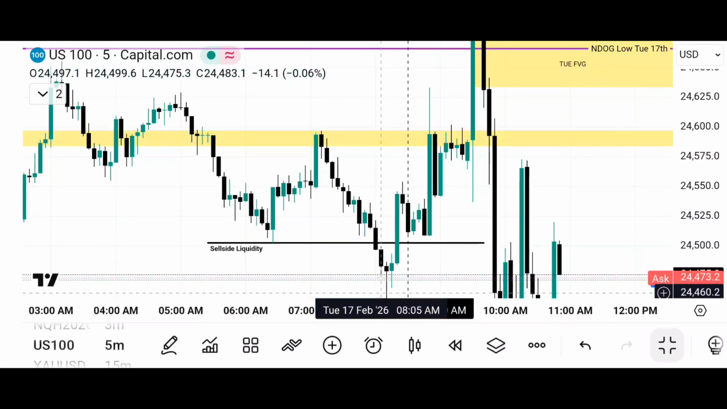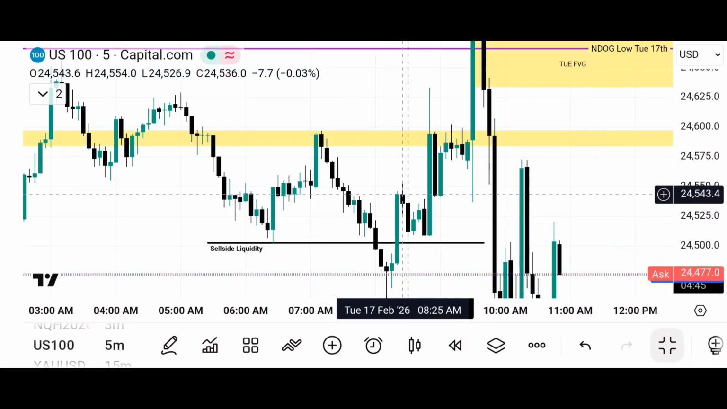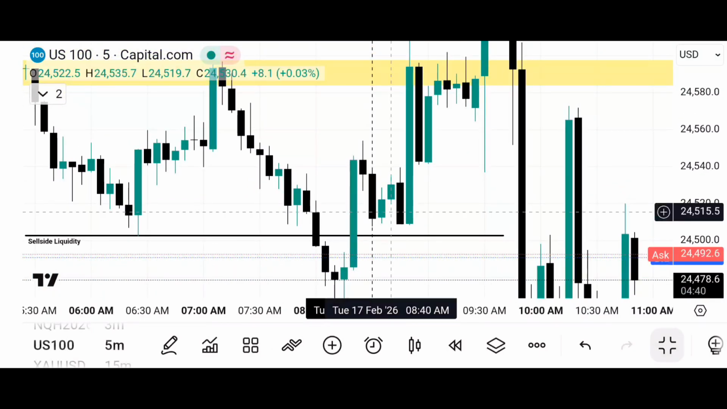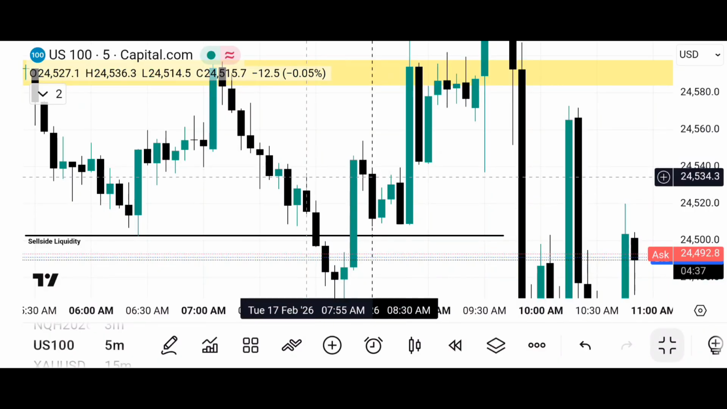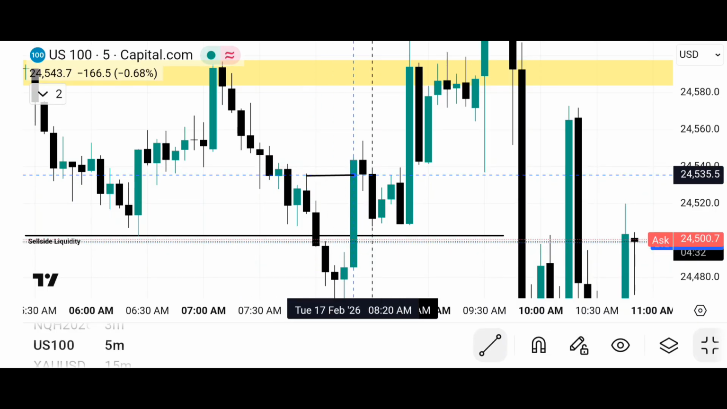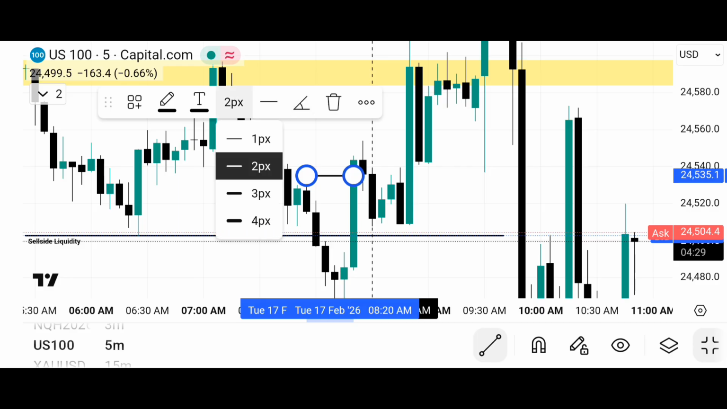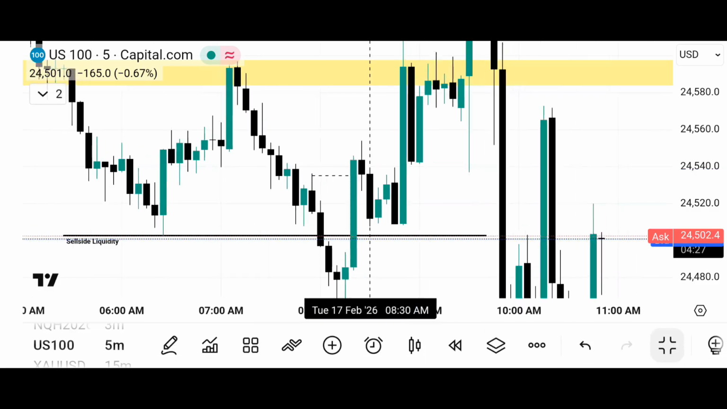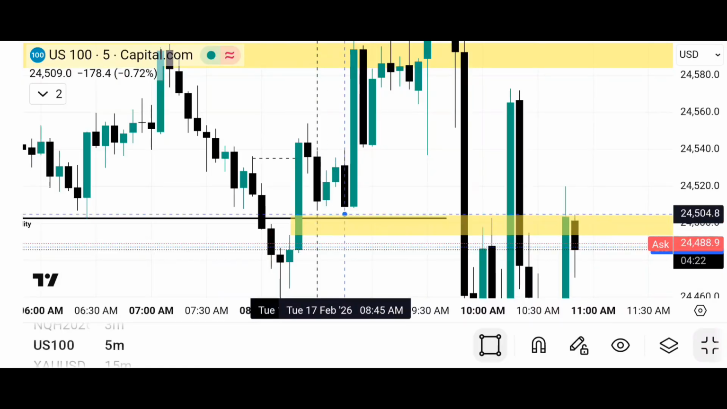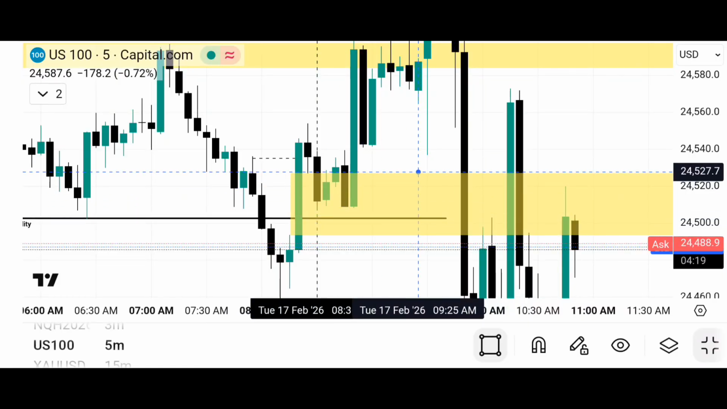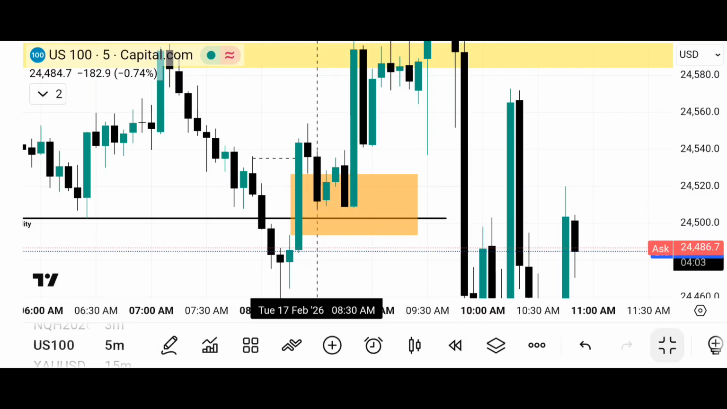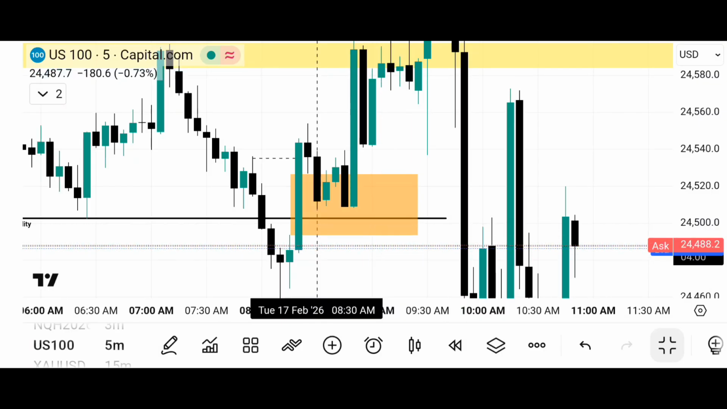And after taking out this low, you can see the displacement at which price gapped up, forming a fair value gap. It also took out this short-term high right here. So the short-term high was also taken while displacing upward and forming a fair value gap as well. So this is a 5-minute fair value gap, right?